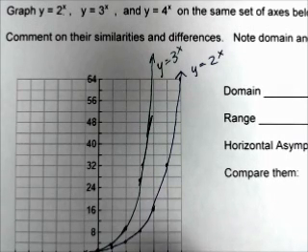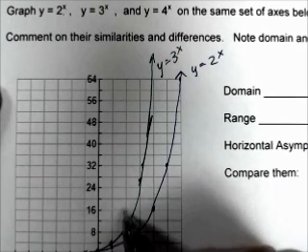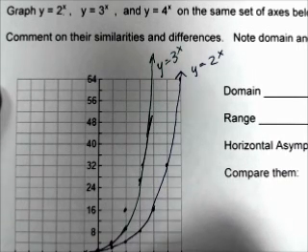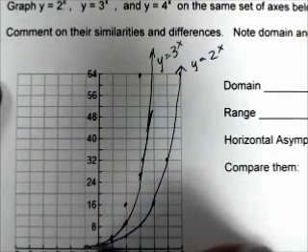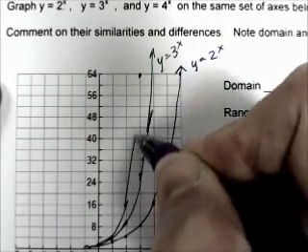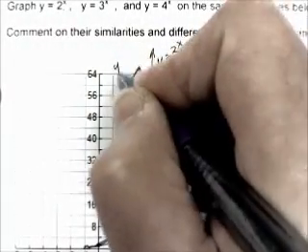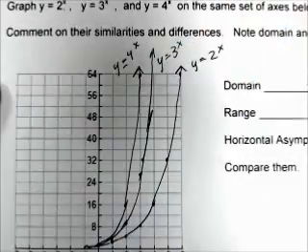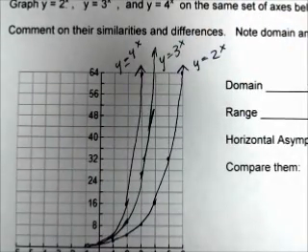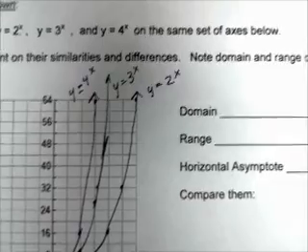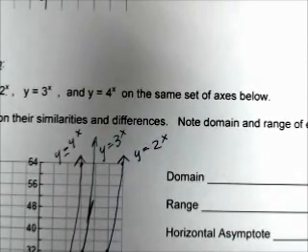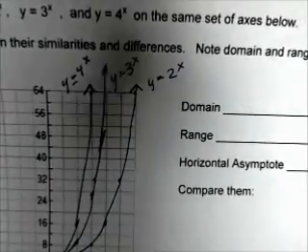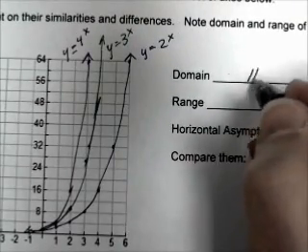4 to the 0 is going to be 1, 4 to the 1st is 4, 4 to the 2nd is 16, 4 to the 3rd is 64. Y equals 4 to the x. Comment on the similarities and the differences. Note the domain and range of each. Well, our domain is all real numbers. Right, leftmost point, rightmost point, that's definitely all real numbers.